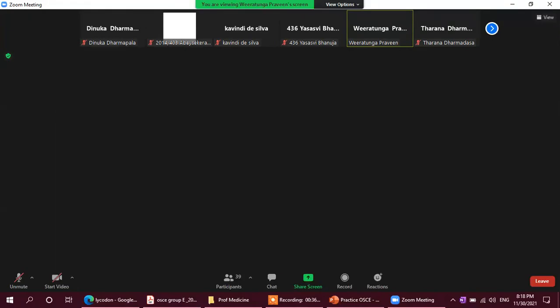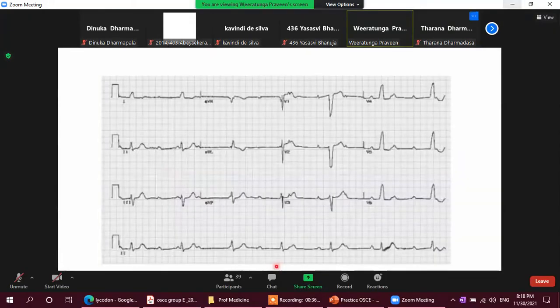Right. Okay. Now what is this then? What is this ECG? So this patient has a bradyarrhythmia, bradycardia. And what is the diagnosis? Is it a first degree block? A second degree block? A third degree block? Let's see.